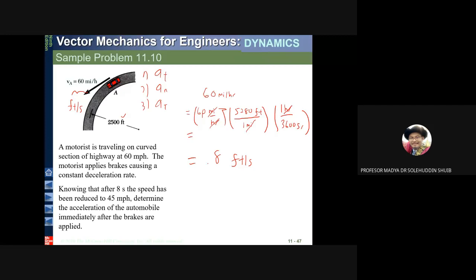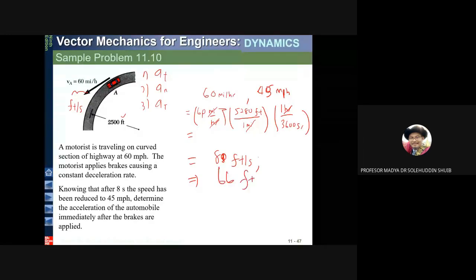Okay, 88 feet per second. So this is the first step. Same thing for 40 miles per hour. Okay, we have done this one. Sorry, 45 miles per hour. Also, we do the conversion and then we get 66 feet per second. So this is the first step that you need to do.